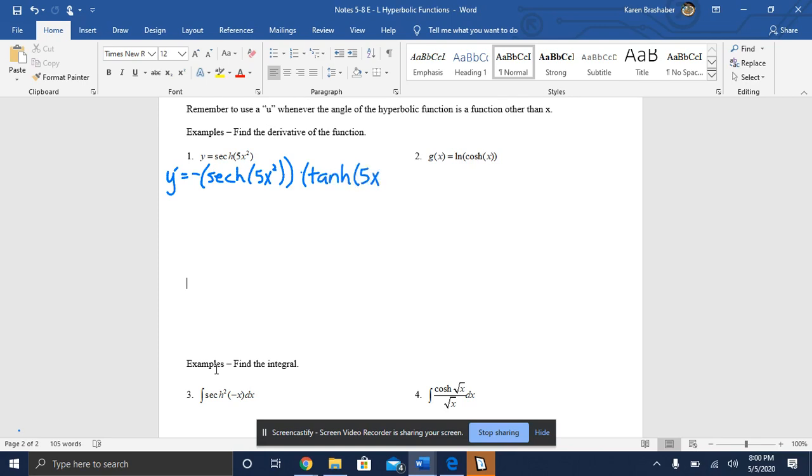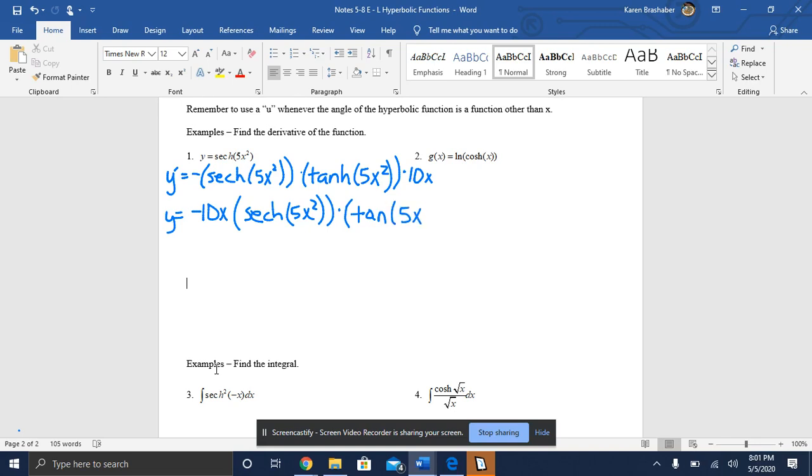And then, as you might imagine, we have to do the chain rule, and so we'll multiply by the derivative of the angle. And the only kind of simplifying would be to bring that negative 10x in front, and then just having the two hyperbolic trig functions following that. So this is your first example.